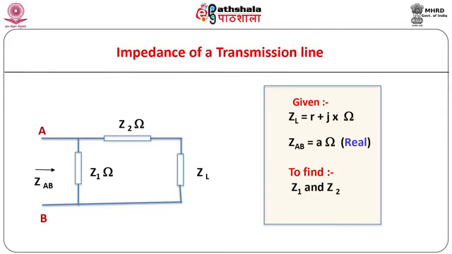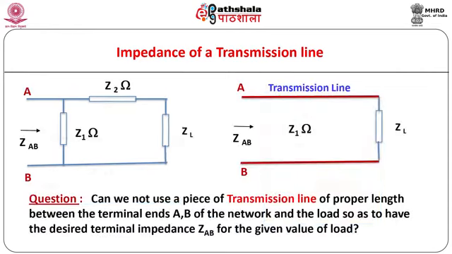Here, the impedances Z1 and Z2 connecting network terminals AB and the load with impedance ZL are to be selected in such a way that the terminal impedance ZAB will have the desired value for the given load impedance ZL. Can we not use a piece of transmission line of proper length between the terminal ends AB of the network and the load so as to have the desired terminal impedance ZAB for the given value of load? The question is right and very nice.